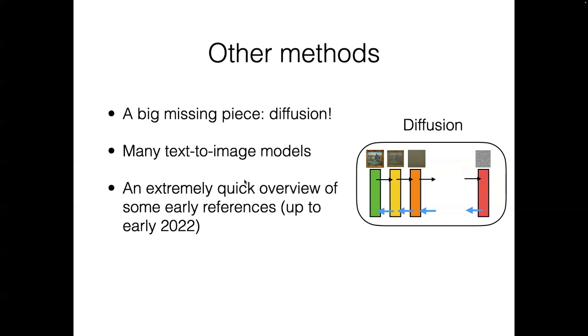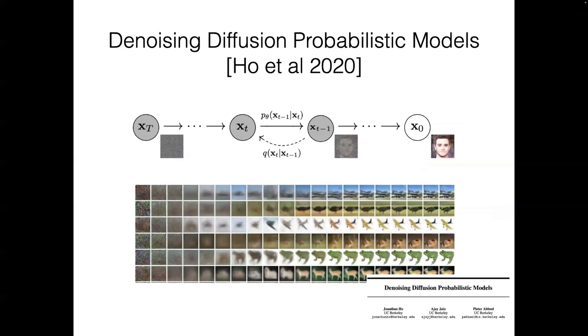In case you're interested in learning more as a starting point for other courses, I wanted to give you an overview of some of the early references so that you could have a starting point for doing some reading. There are basically two somewhat simultaneous works that proposed ideas related to diffusion. This was one of them. In 2020, and it was these three researchers from UC Berkeley.